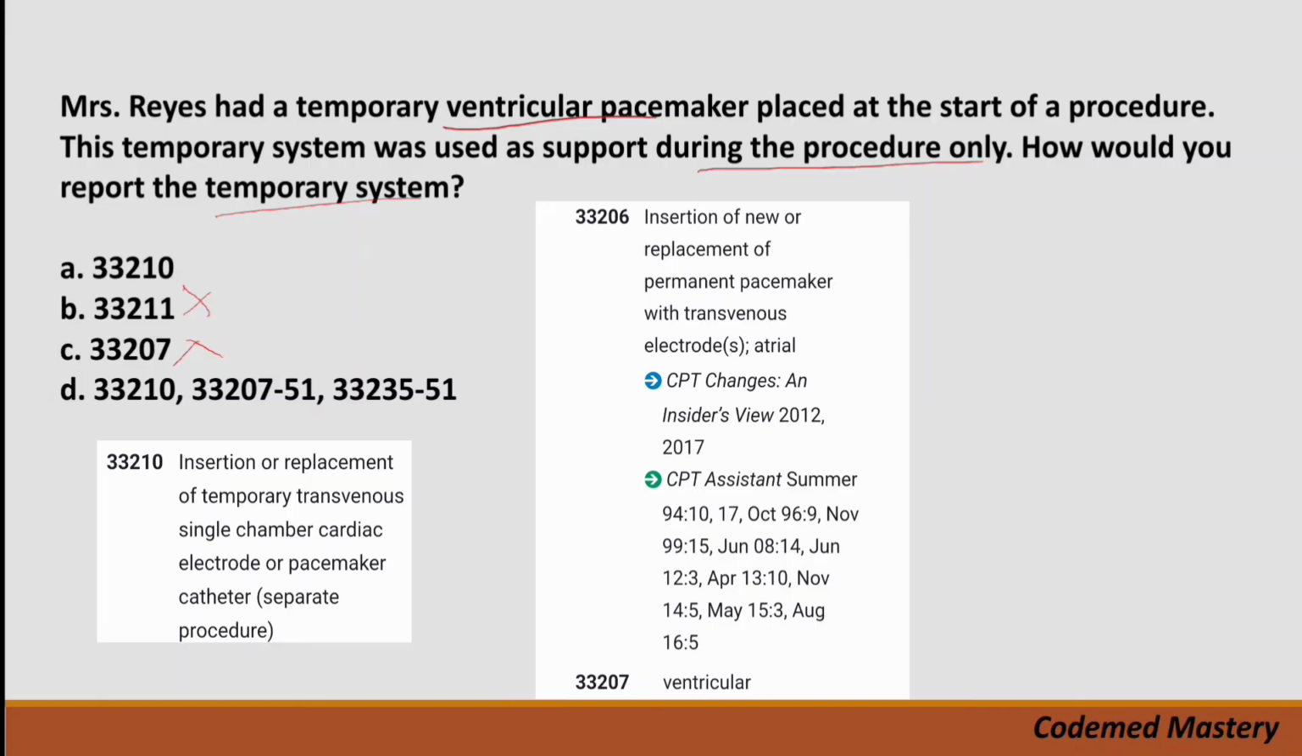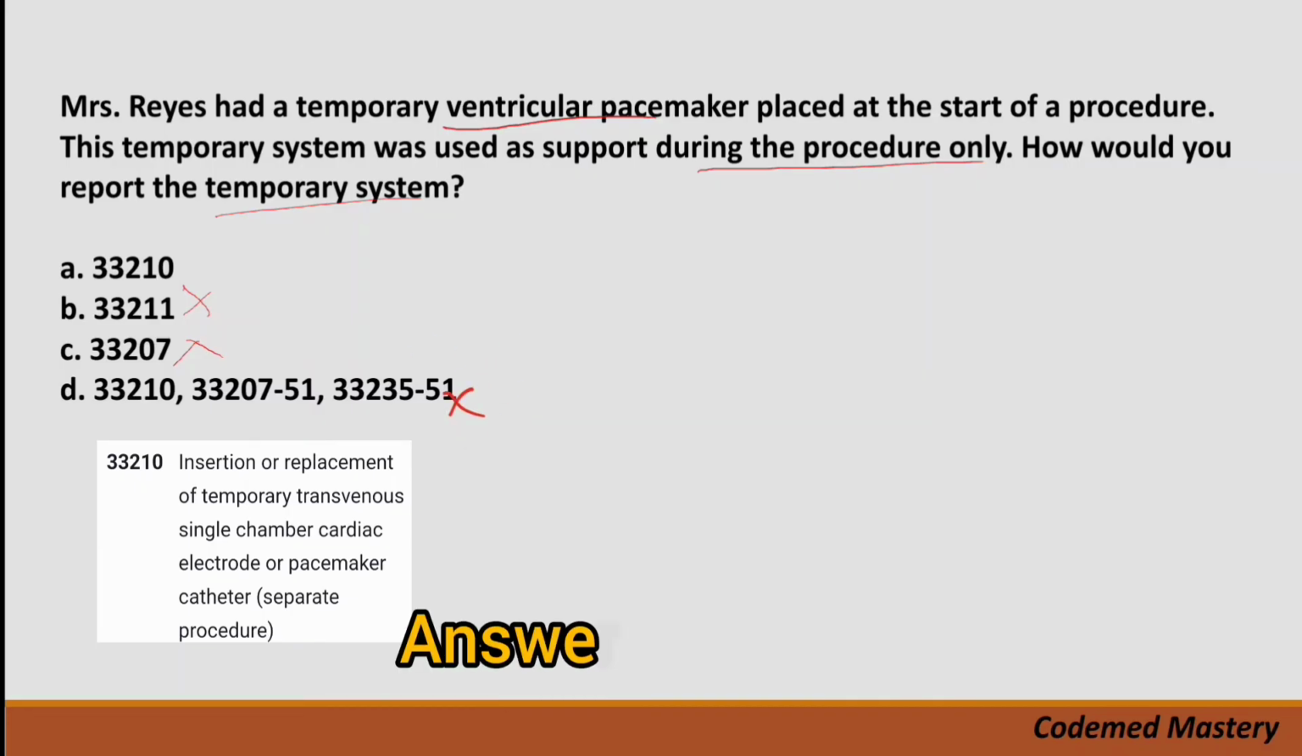Coming to option D, 33210, that is correct. And they have also mentioned 33207 for insertion of two transvenous electrodes, permanent pacemaker. Okay. And you can see in the question they have only mentioned temporary pacemaker and there is no sufficient information in the question to code for placement of permanent pacemaker, right? So we'll eliminate this option which contains the code for permanent pacemaker. We are left with option A, which is the right answer. I hope you're clear with it.